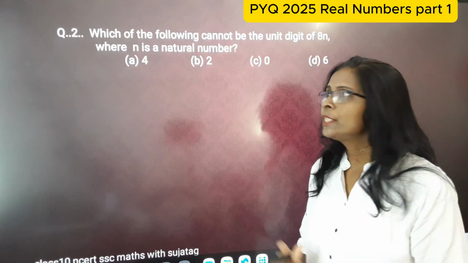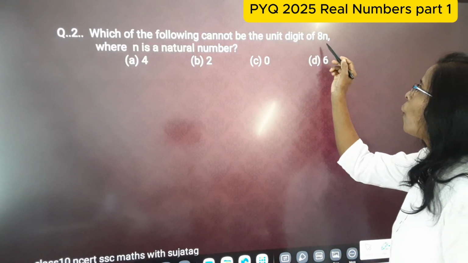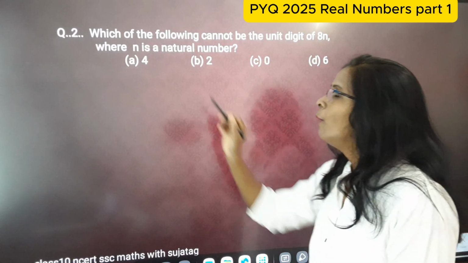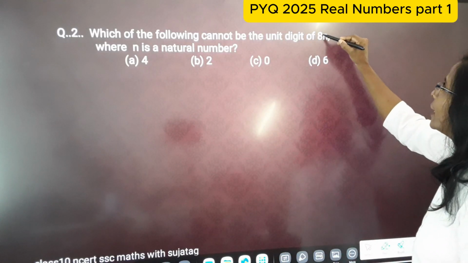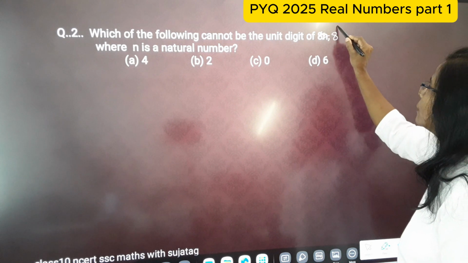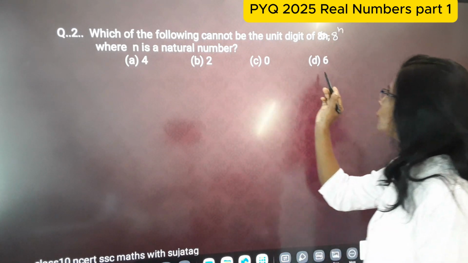Second question, students. Which of the following cannot be the unit digit of 8^n, where n is a natural number? The options are 4, 2, 0, 6.